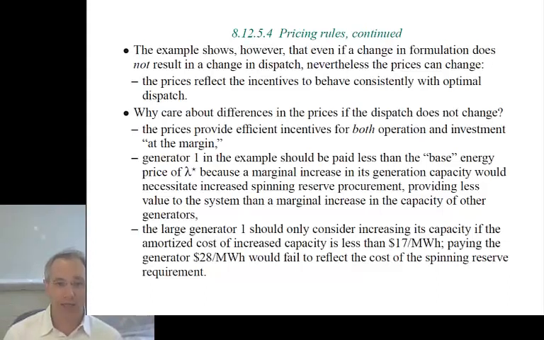So that provides less value to the system than a marginal increase in the capacity of other generators, which would not require more spinning reserve. So the large generator 1 should only consider increasing its capacity if the amortized cost, amortized over the investment horizon and so forth, of increased capacity is less than that $17 per megawatt hour net benefit. If we pay the generator 28, we'd be paying it too much. We'd be encouraging it to expand even though the value of expansion would not be $28 a megawatt hour.